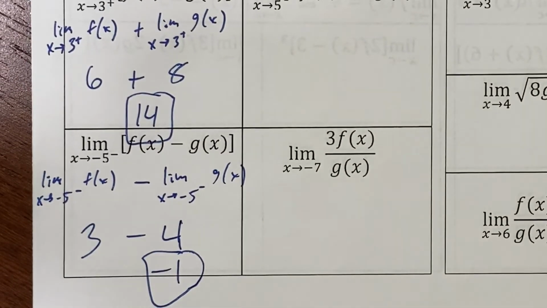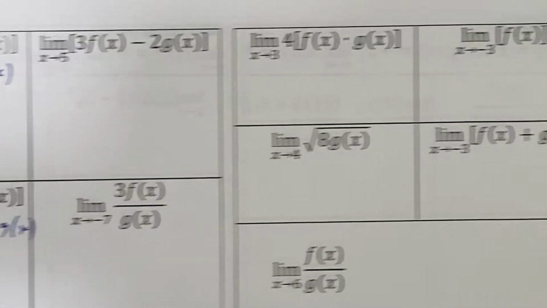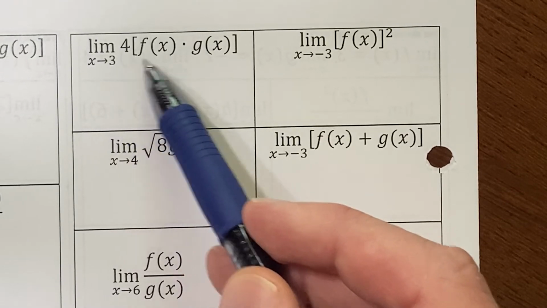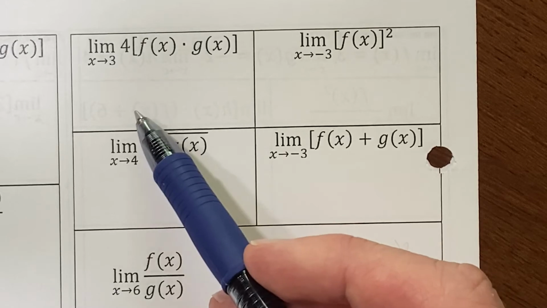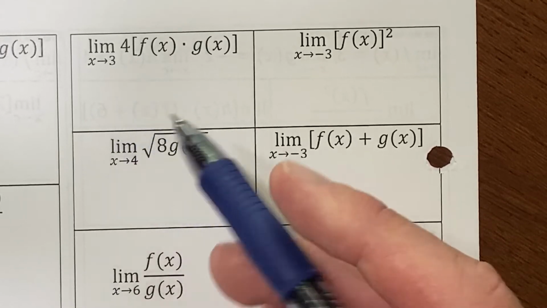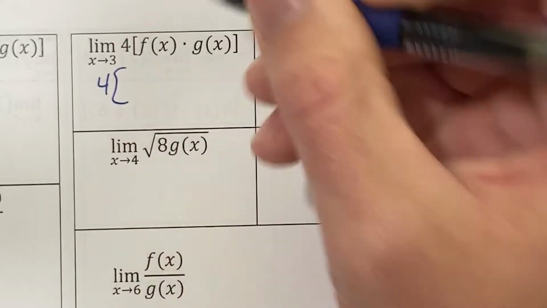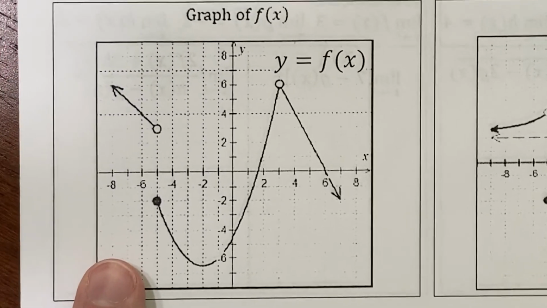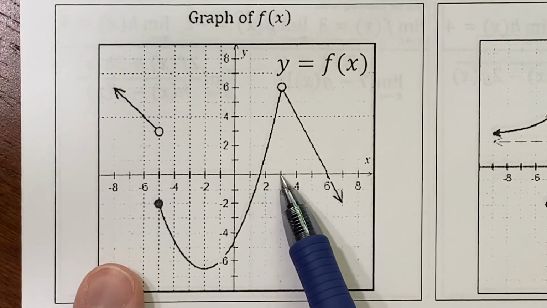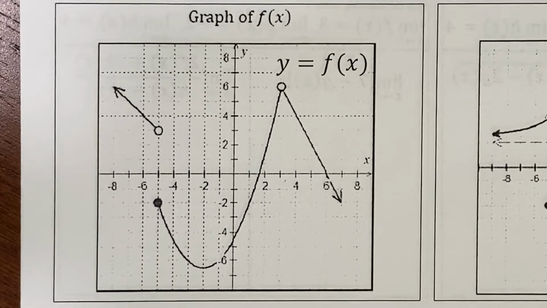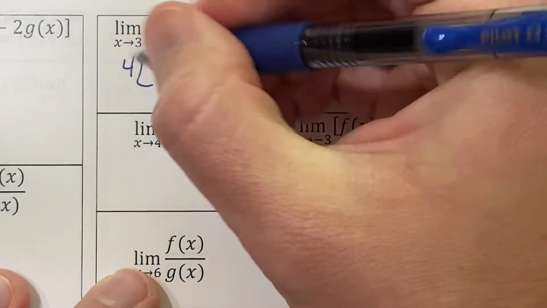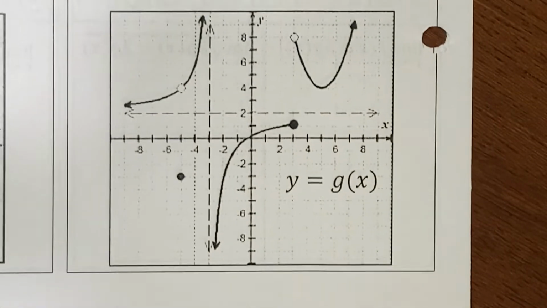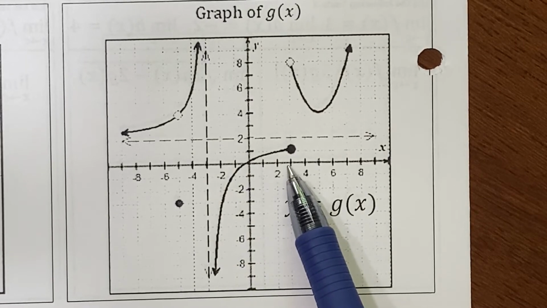Let's look at one over here. So this top one right here, it says limit as x approaches 3 of 4 times both of these multiplied. So instead of rewriting it all out, I'm just going to plug it in, okay? So we've got 4 times the limit as x approaches 3 of f of x. So let's look up here at f of x. What's the limit as x approaches 3? As x approaches 3, it looks like it's going to be 6. Okay, 6 times the limit as x approaches 3 of g of x.